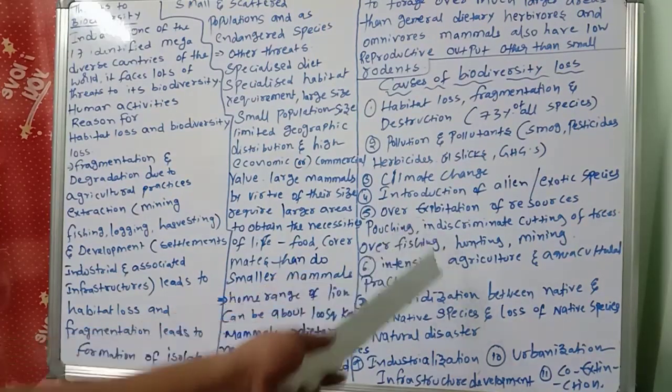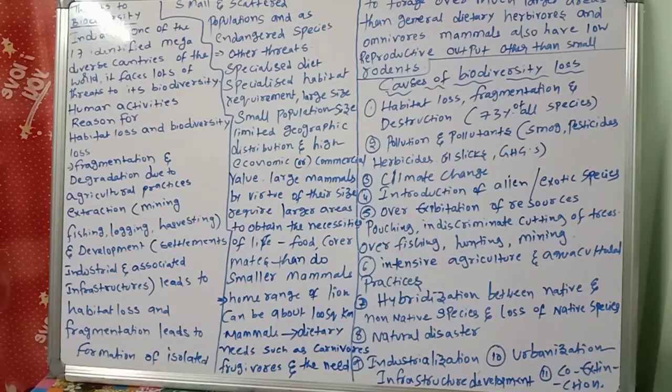Fishing: nowadays, with modern technologies, big fish ships are used especially for catching fishes. So overfishing also affects the biodiversity. Mining: lakhs of acres of land is being damaged, and deforestation is going on because of the mining.